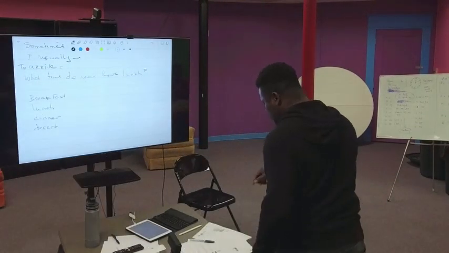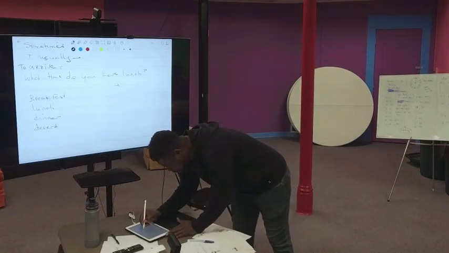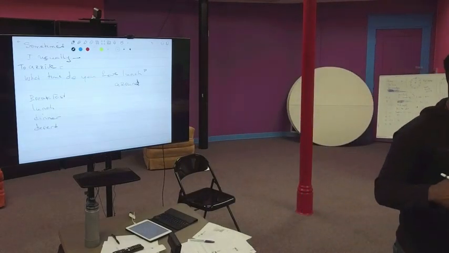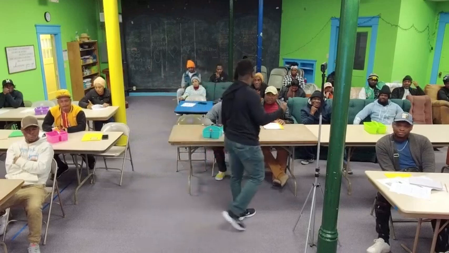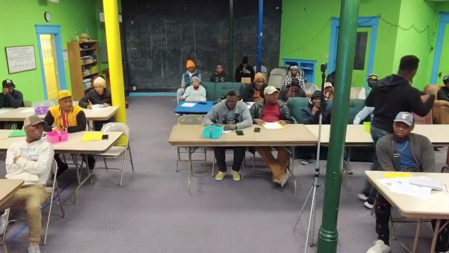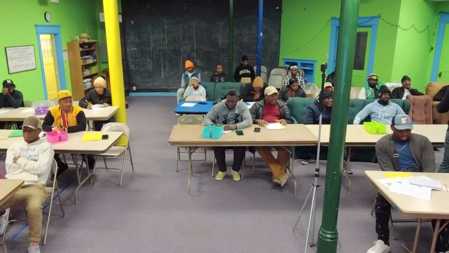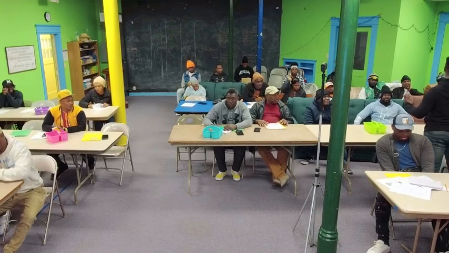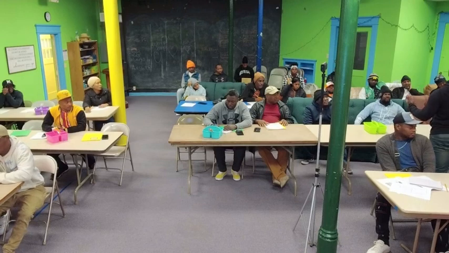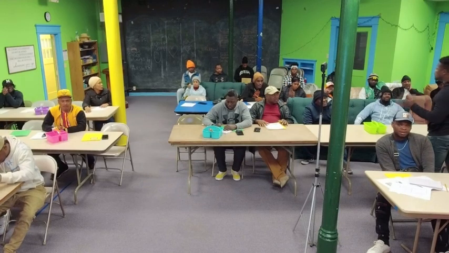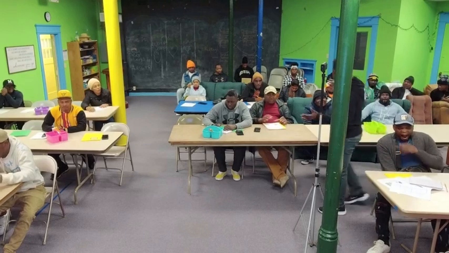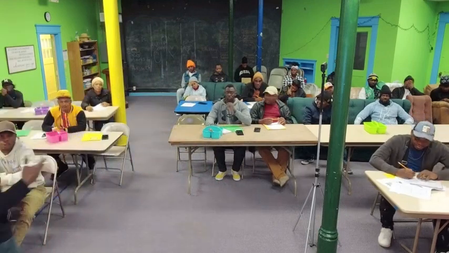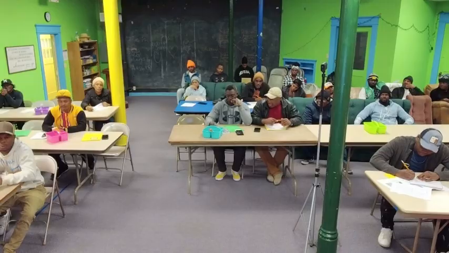Around, anyway, means aux environs de. Around 10 o'clock, around 7 o'clock, around 8. Around means approximately, aux environs. Bravo. Around 10, around 7, around 8. Okay? All right?